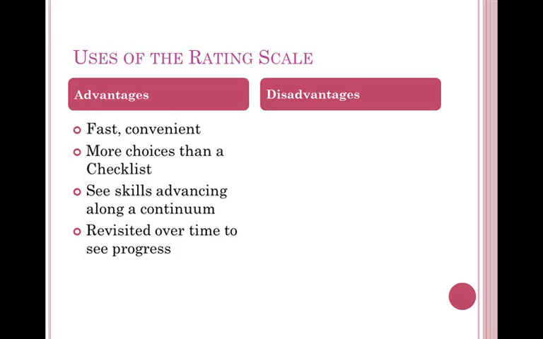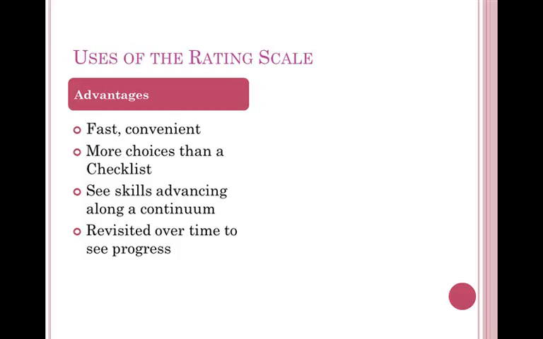So what are the uses of rating scales? Just like a checklist, is it quicker and more convenient than doing multiple anecdotal records? Yes. More choices than a checklist. If you were to do a checklist, you could only say if the behavior was there or not there versus the degree to which the behavior is there. So we have some advantages. We see the skills advancing along a continuum. Like in a checklist, you can only say, oh, he's doing it, and then he's not doing it, or he's not doing it, and then he's doing it.